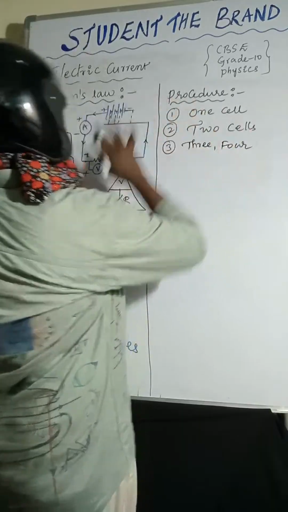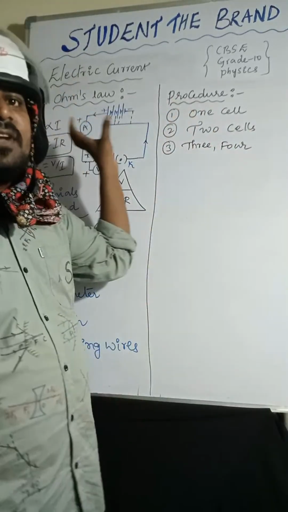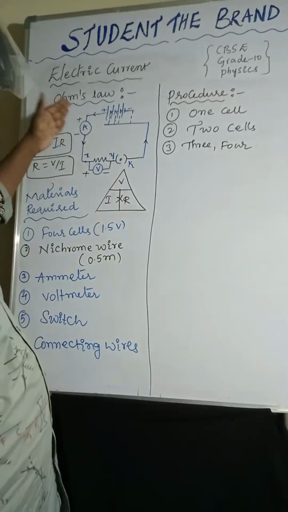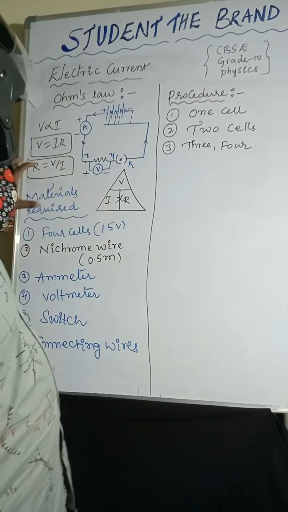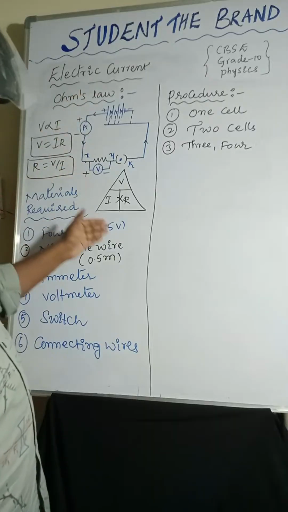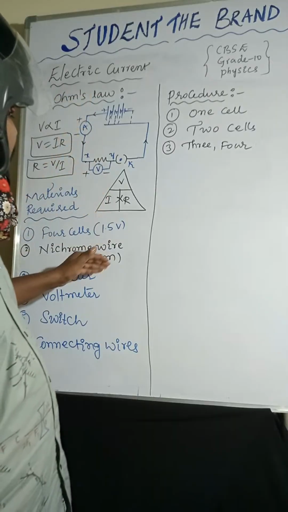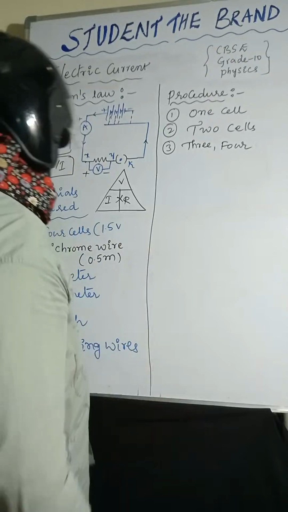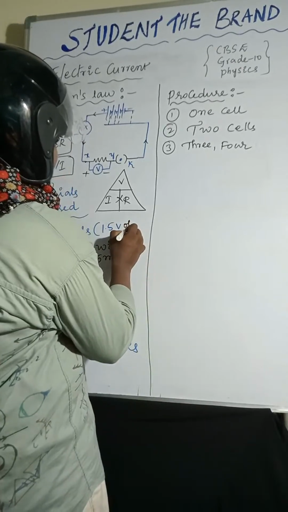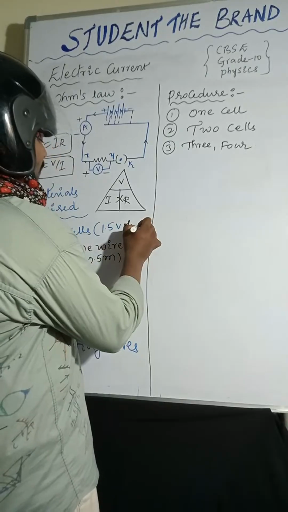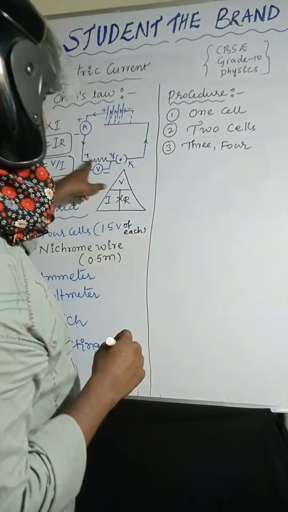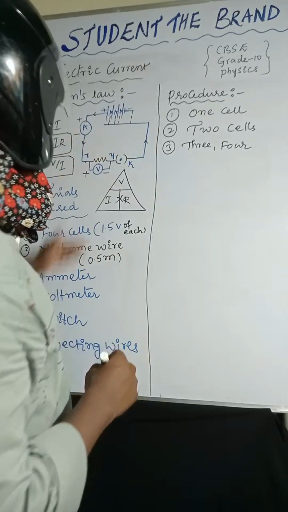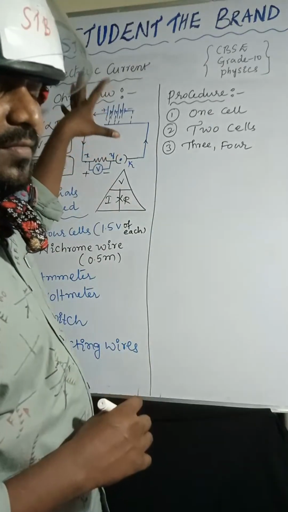Once again, Ohm's law is nothing but the potential difference across the ends of the given metallic conductor being directly proportional to I. V equals IR, R equals V by I. Materials required: 4 cells of 1.5 volts each, nichrome wire of 0.5 meter length, ammeter, voltmeter, switch, and connecting wires.